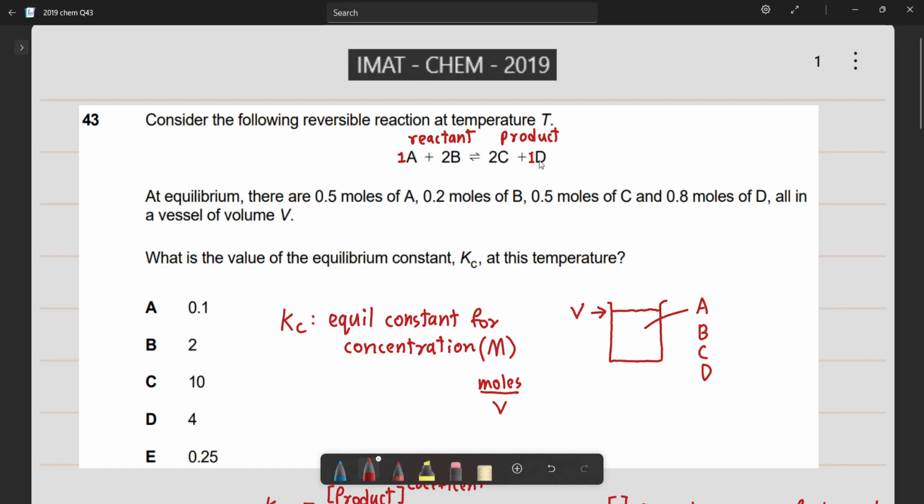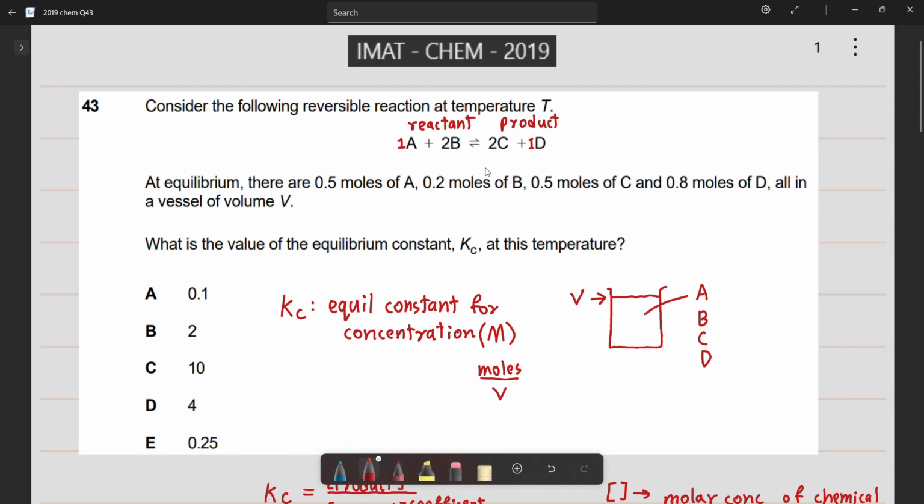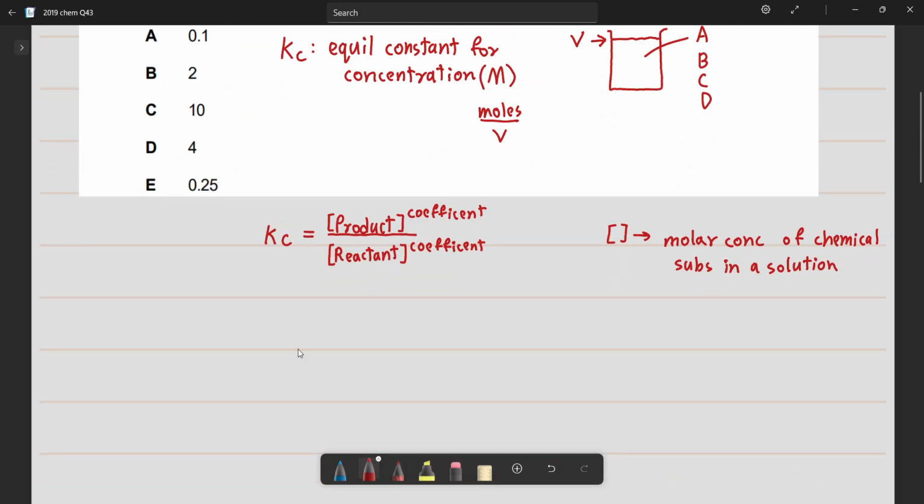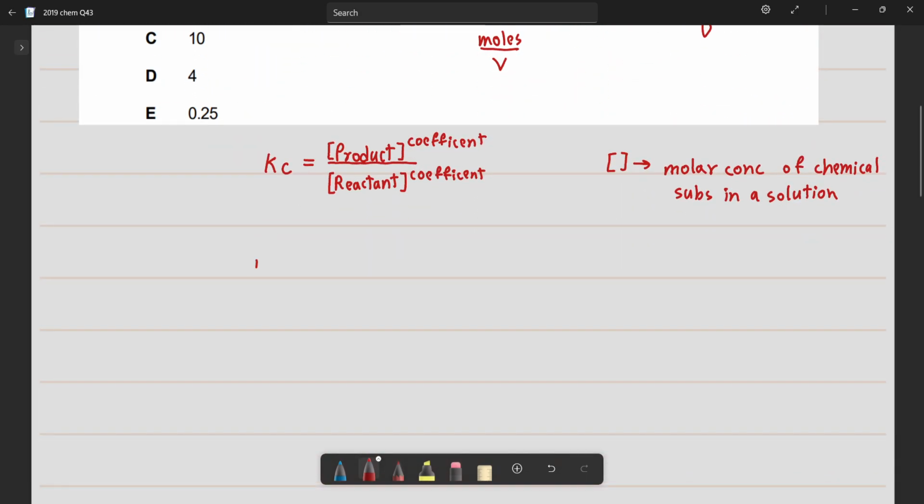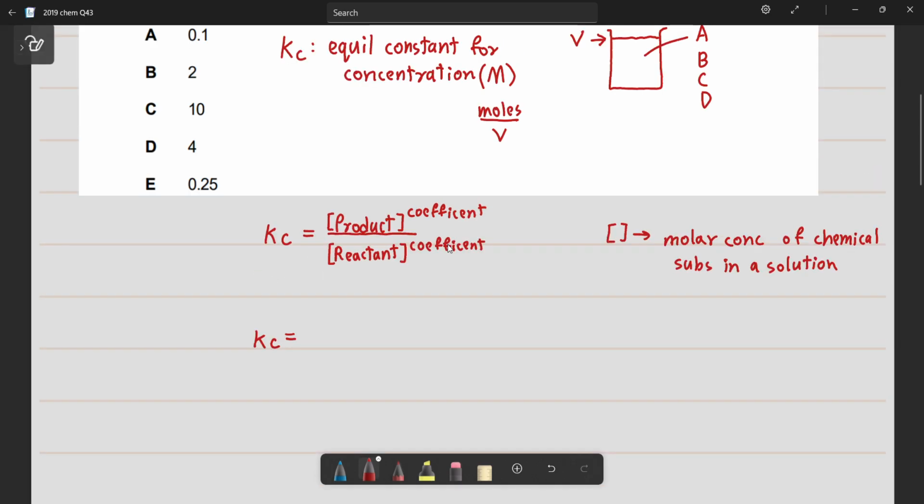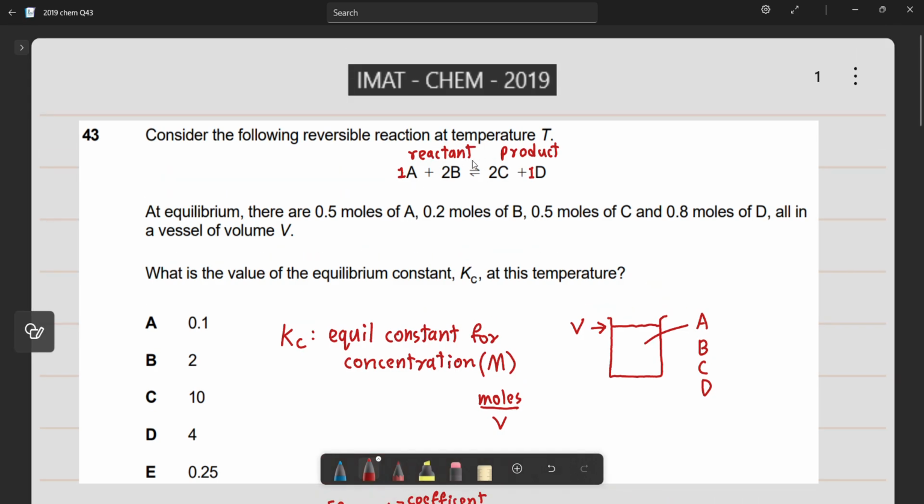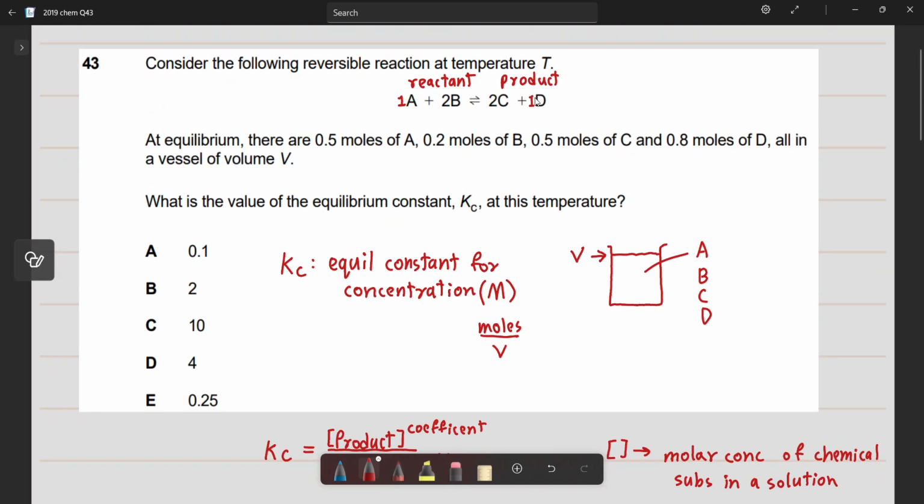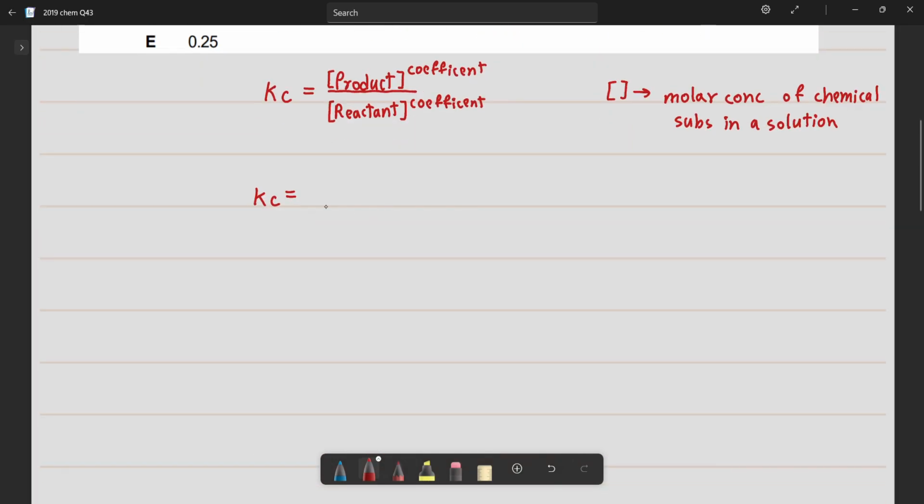So right away we consider this as balanced already. Okay, so this is the general expression. Now we have to substitute this general expression with the given chemical species in this reaction, which is in the form of A, B, C, D. Okay, so it will be like this.